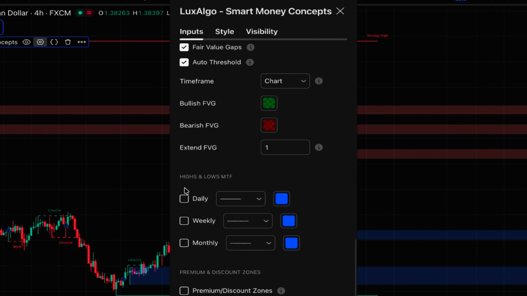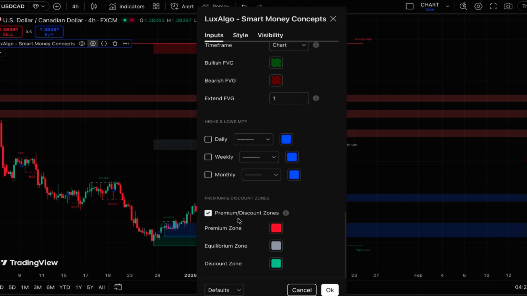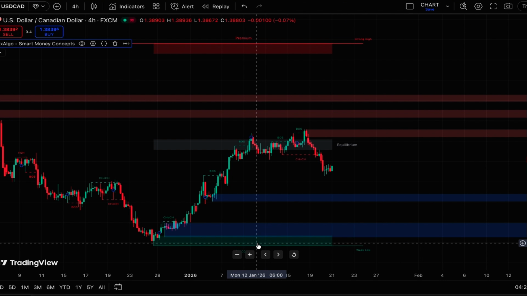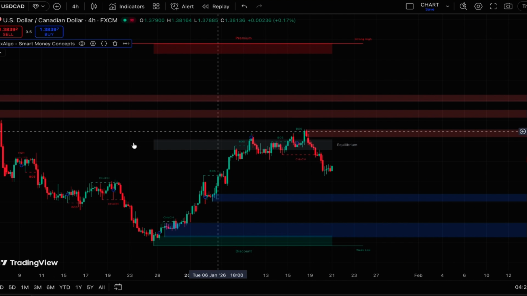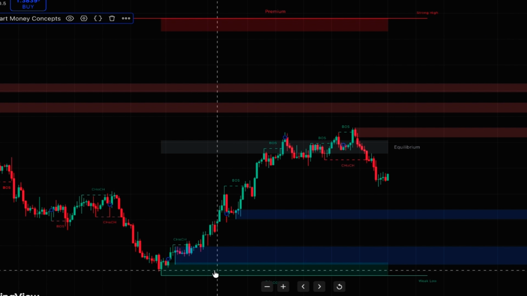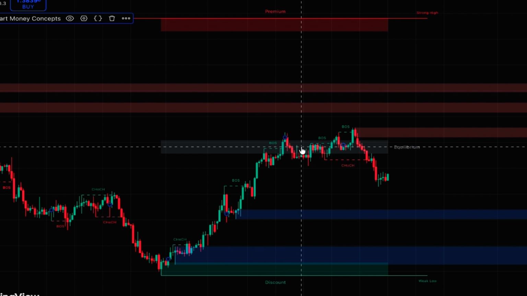There is also another concept, premium and discount zones, which if you turn it on, the indicator will show premium zone and discount zone. They are actually supply and demand zones, which are based on the high of the market and the low of the market for the look-back period that is defined in the settings. For example, here we have a discount zone which shows low price, and here we have premium zone which shows high price, and here we have equilibrium zone which actually shows the fair value of price in this period.